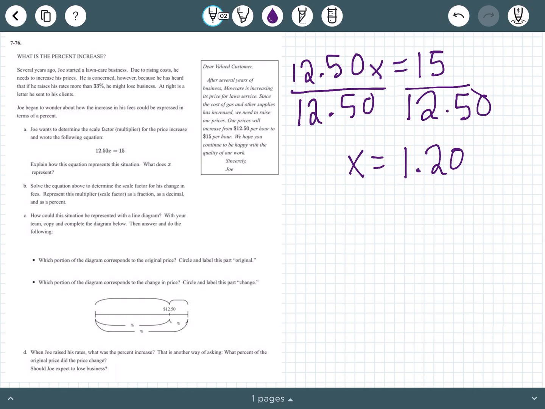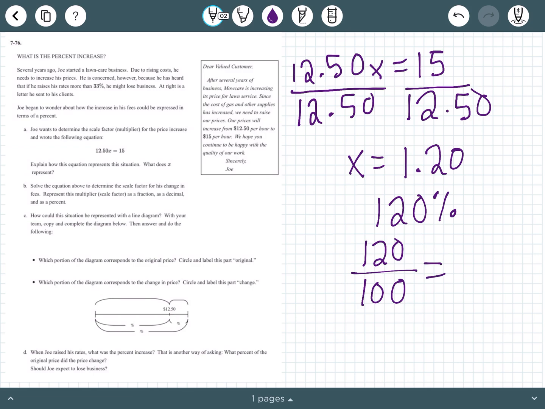Now, as a percentage, remember this 1 before the decimal indicates one whole, and one whole is 100%. So as a percentage, this would be 120%. And then as a fraction, of course, we would have 120 out of 100. 100 is on the bottom because 100 is a whole. If we simplify that, we get 6/5. Okay, that's all for part B.